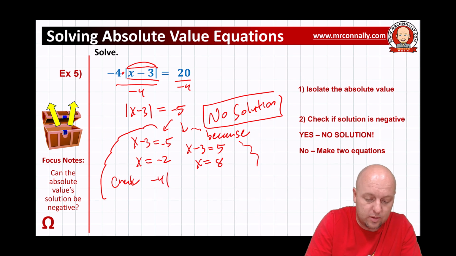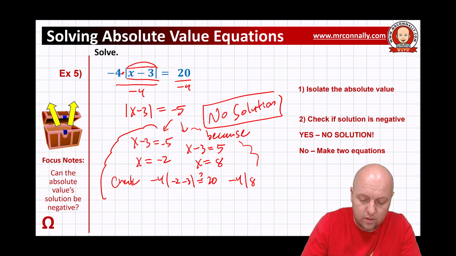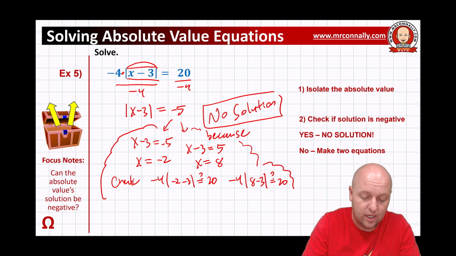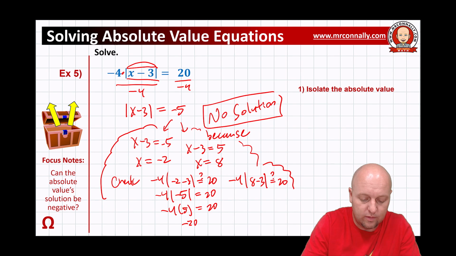negative 4 times the absolute value of negative 2 minus 3, does this equal 20? And negative 4 times the absolute value of 8 minus 3, does this equal 20? We're going to find out that this is not the case, because watch, negative 4 times the absolute value of negative 5 would give us negative 4 times positive 5. And does that equal 20? No, negative 20 does not equal 20. That's false.